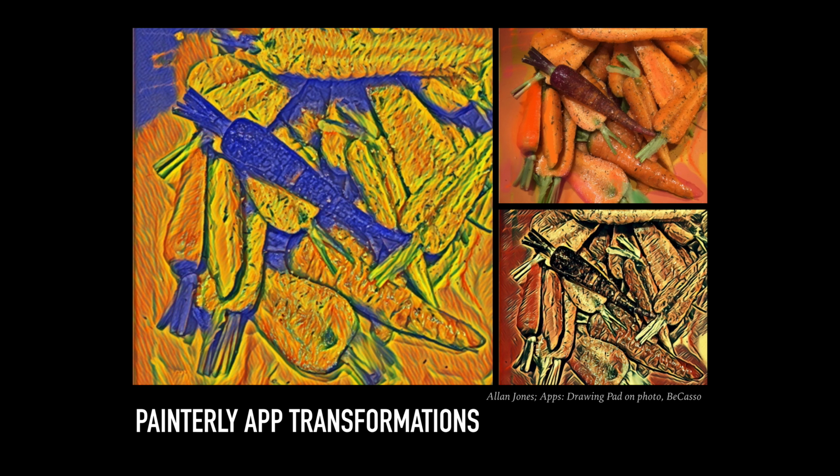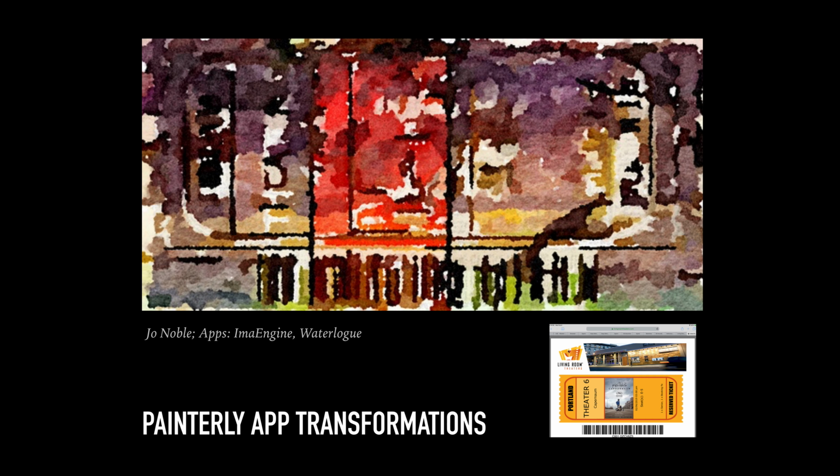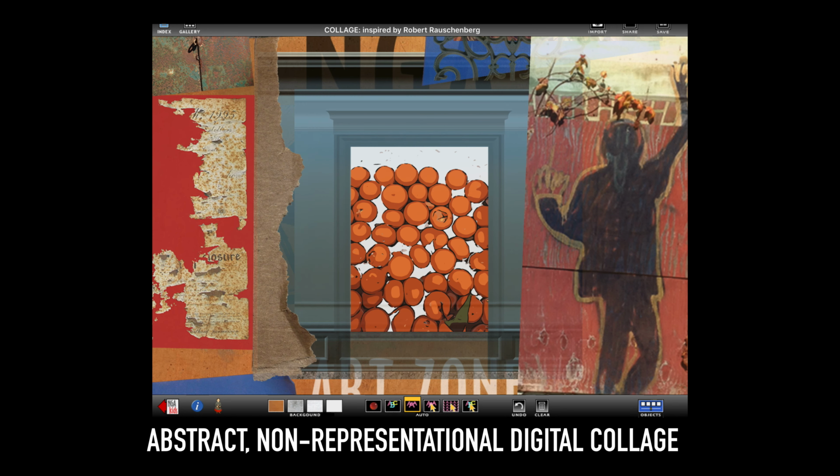Painterly app transformations take your photos and turn them into bright expressionist images, printmaker-like quality images. It's amazing what you can do with just a simple picture of roast carrots or lilies. A ticket to an event becomes an interesting landscape. And simple drawings can be done with a lot of those apps, as well as collages.